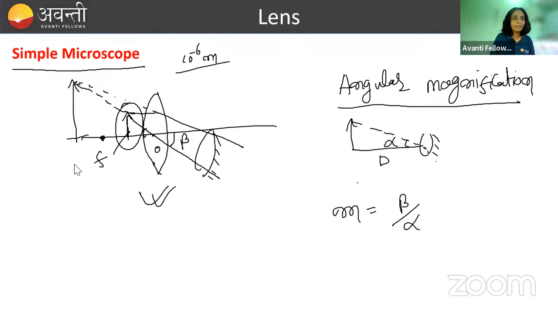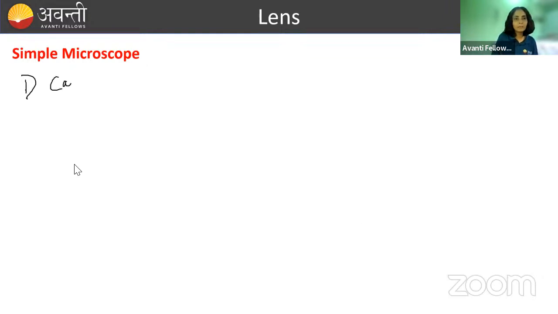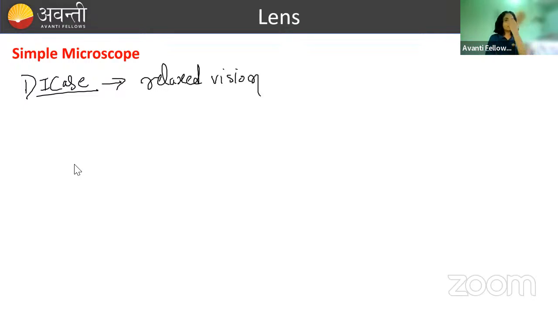हमें दो cases पढ़ने हैं. First case, case one, is when we are looking at the object through a lens whose image is getting formed at infinity. ठीक है? That is called relaxed vision. Now, what do you mean by relaxed vision? Relaxed vision means you are looking at the object. Suppose this is the object, and this is my simple microscope.